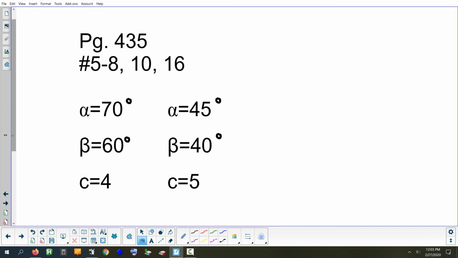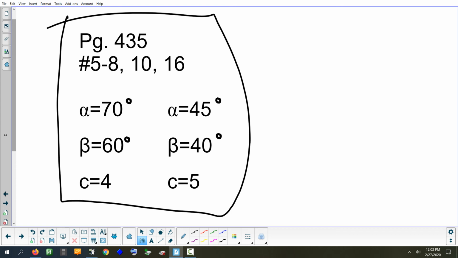Okay, so homework, it's on 435, except for these two problems I wrote right here. So it's 5 through 8, 10, and 16. And then these, this is a problem. Call this bonus problem 1, bonus problem 2. Okay, so I'll check that tomorrow.